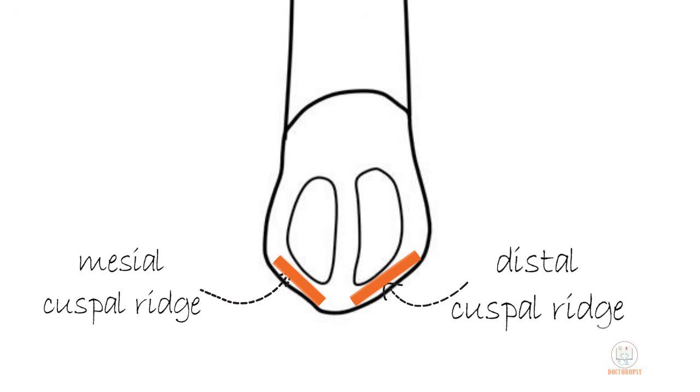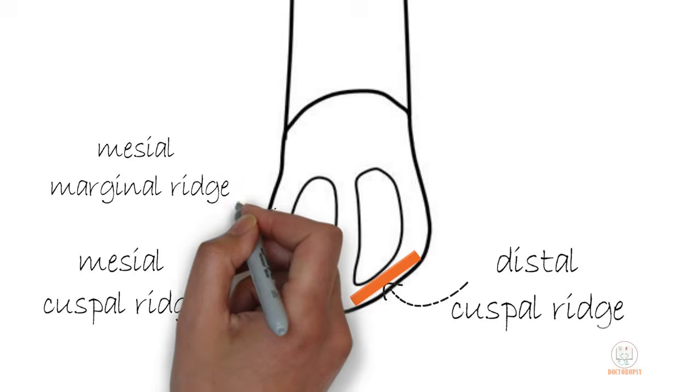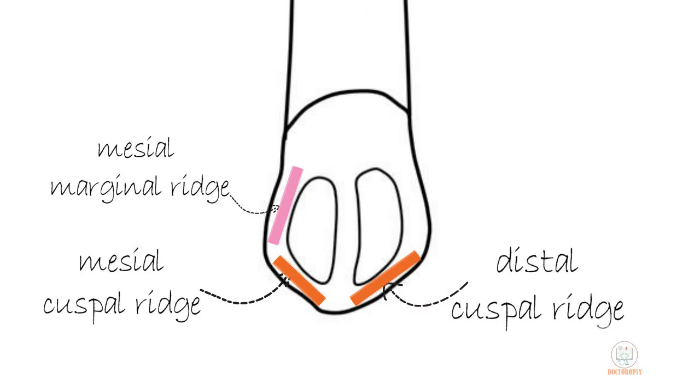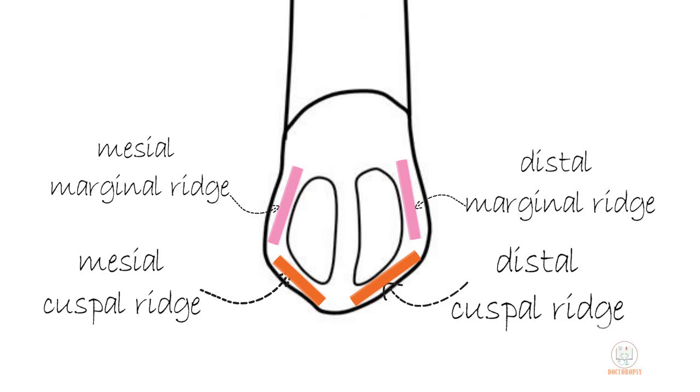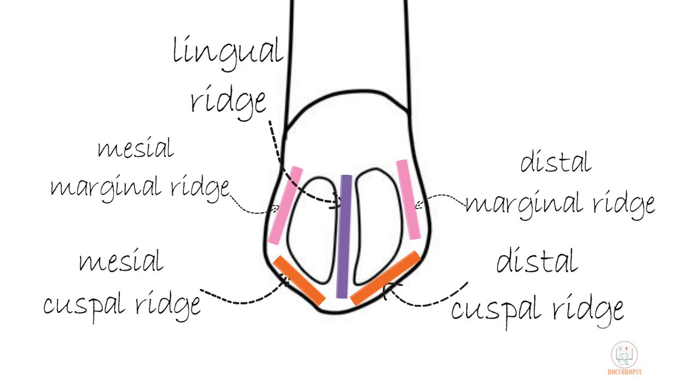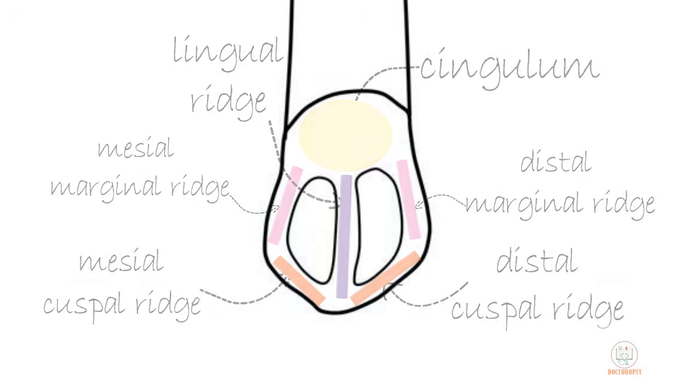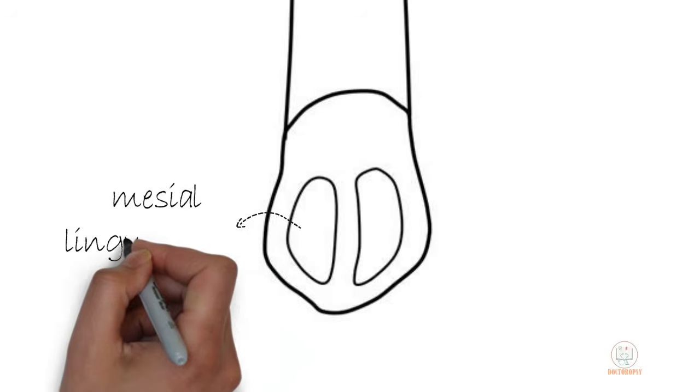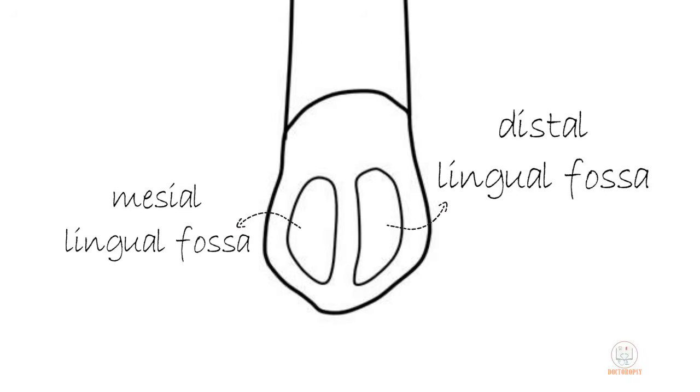2 marginal ridges. Mesial marginal ridge runs from the mesial contact area to the cingulum and distal marginal ridge runs from the distal contact area to the cingulum, and 1 lingual ridge that runs from the cusp to the cingulum. The large convexity called the cingulum is located in the cervical third. Between these ridges and cingulum are 2 very shallow concavities called the mesial lingual fossa and the distal lingual fossa.